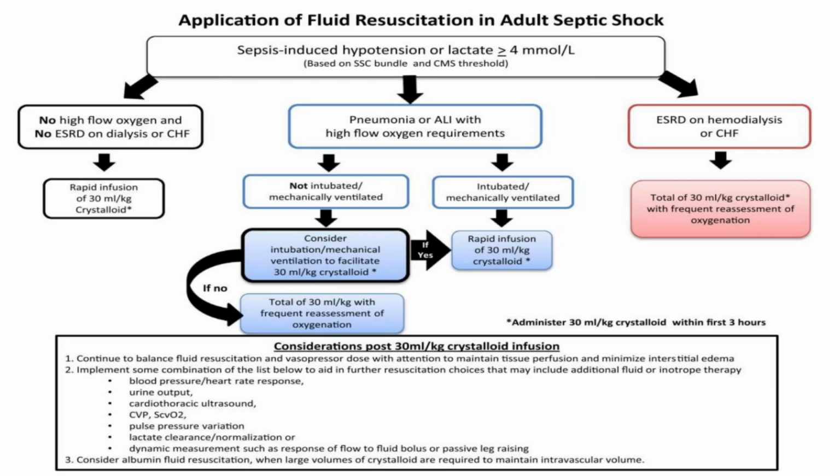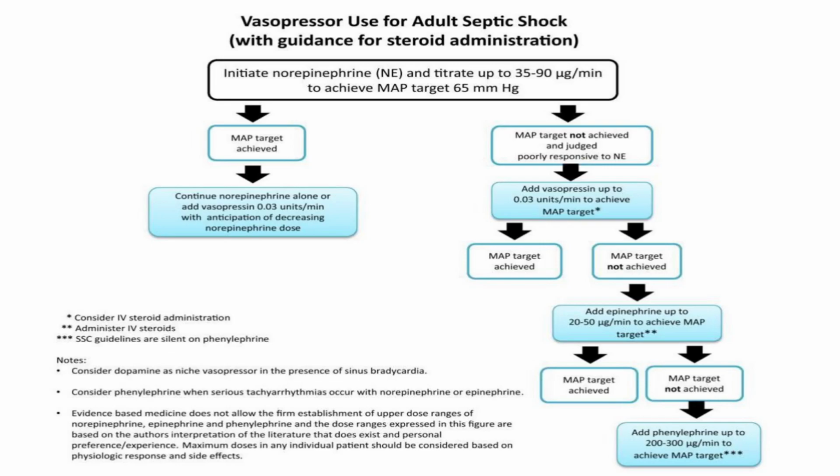And if the patient is on hemodialysis or has congestive heart failure, still you have to give 30 ml per kg crystalloid, but you have to frequently assess the patient for oxygenation. And if you find that the oxygenation is inadequate, then you can ventilate the patient. Now, regarding vasopressor use for adult septic shock.